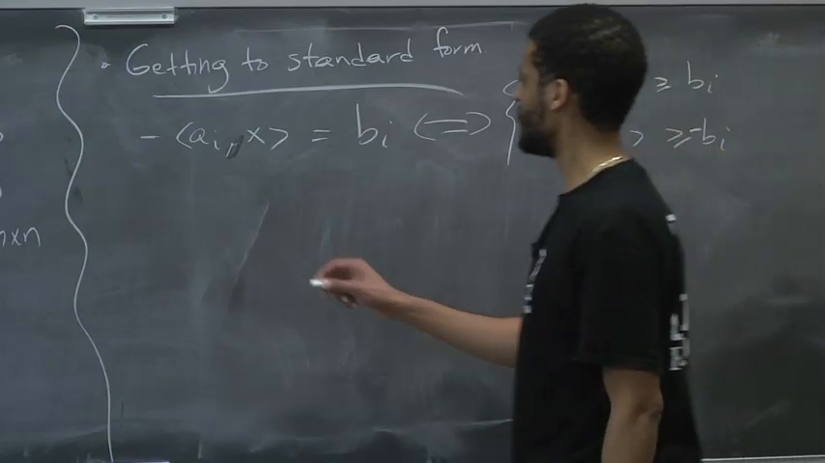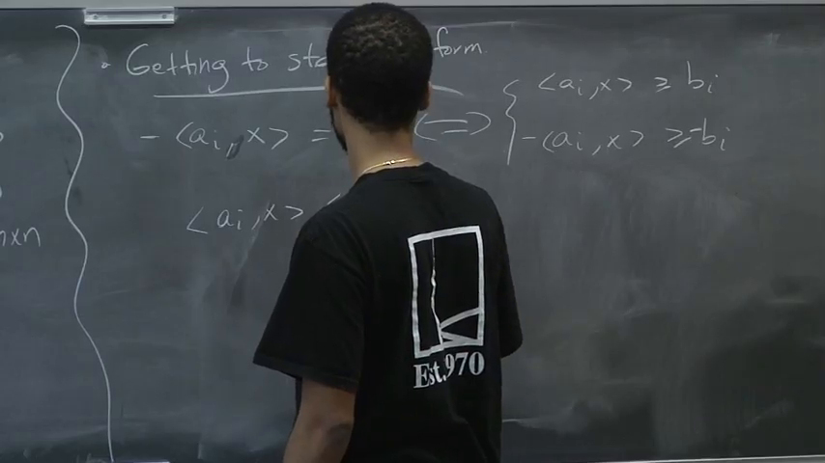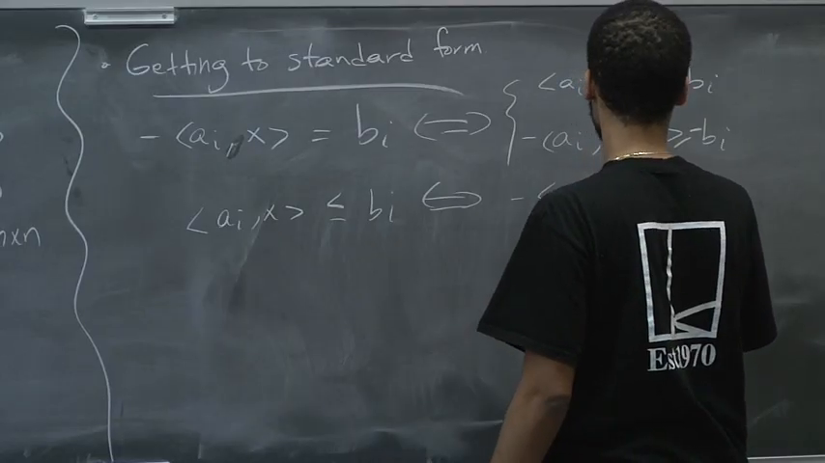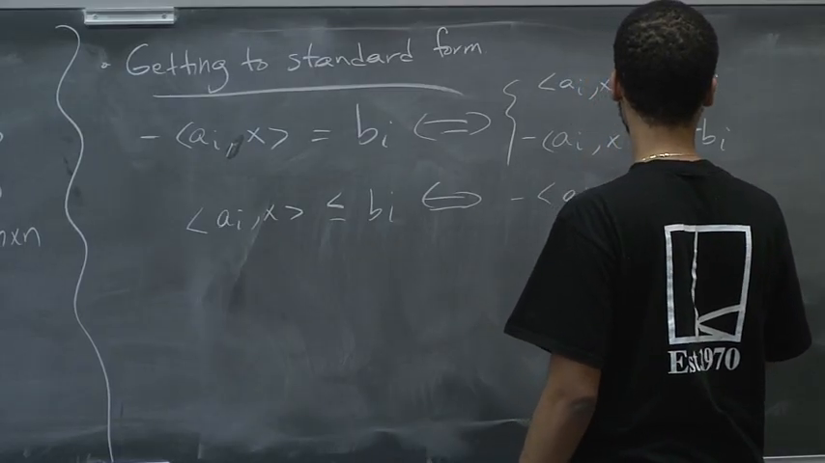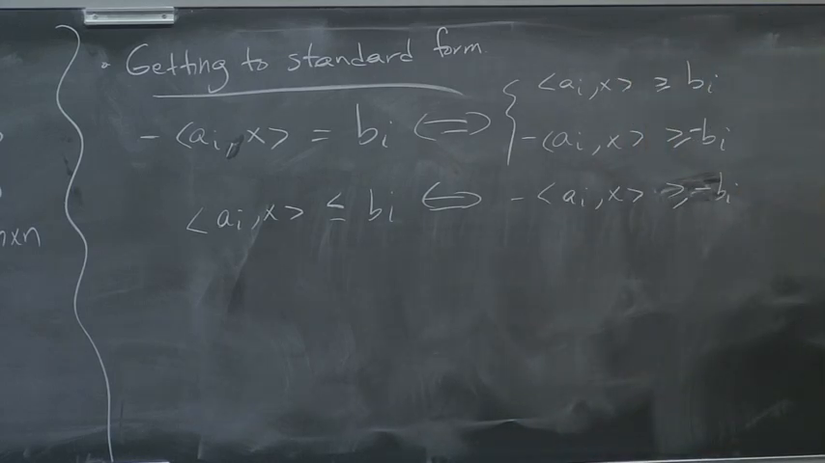And similarly, ai·x is at most bi is the same thing as negative ai·x is at least minus bi. So this already says that the only constraints we have to deal with are greater than or equal to constraints. Okay. And then we can define slack variables.